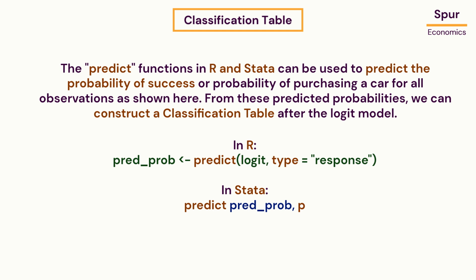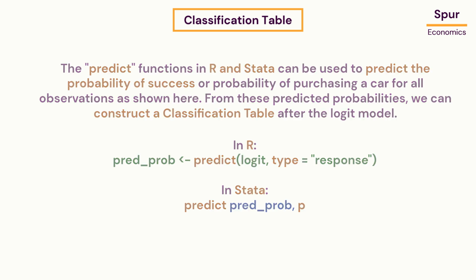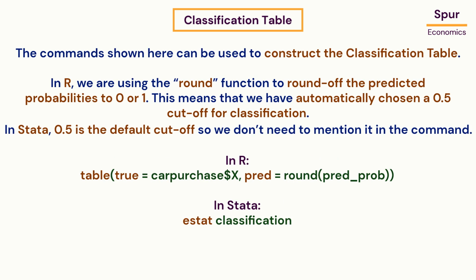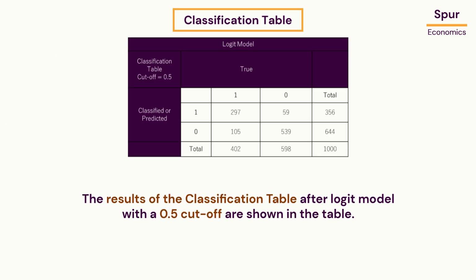From these predicted probabilities, we can construct a classification table after the Logit model. The commands shown here can be used to construct the classification table. In R, we are using the round function to round off the predicted probabilities to 0 or 1. This means that we have automatically chosen a 0.5 cutoff for classification. In Stata, 0.5 is the default cutoff, so we don't need to mention it in the command. The results of the classification table after Logit model with a 0.5 cutoff are shown in the table.